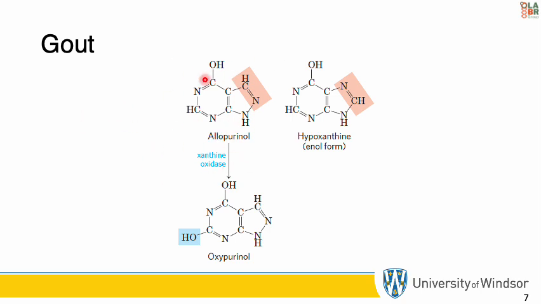As you can see right here, with my pointer highlighting over. What allopurinol does is inhibit xanthine oxidase, the enzyme that catalyzes the conversion of purines to uric acid, like we learned before. You can see right here, allopurinol inhibits xanthine oxidase and ends up forming this molecule over here called oxypurinol.